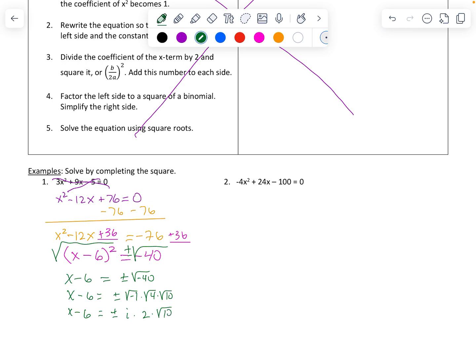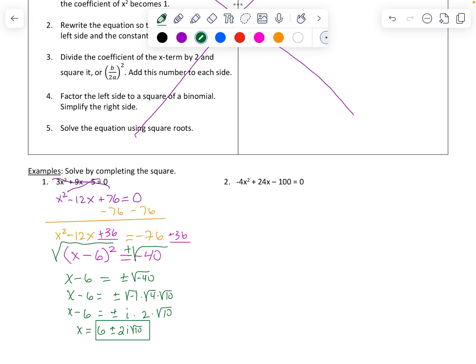The last thing I need to do to solve this is move the 6 over to the right. I get x equals 6 plus or minus, you can write it as i times 2 times radical 10, you can write it as 2 radical 10 times i. I'm going to write it as 2i radical 10. This is the normal mathematical way of writing it, but I will accept several other answers with the i in different locations.